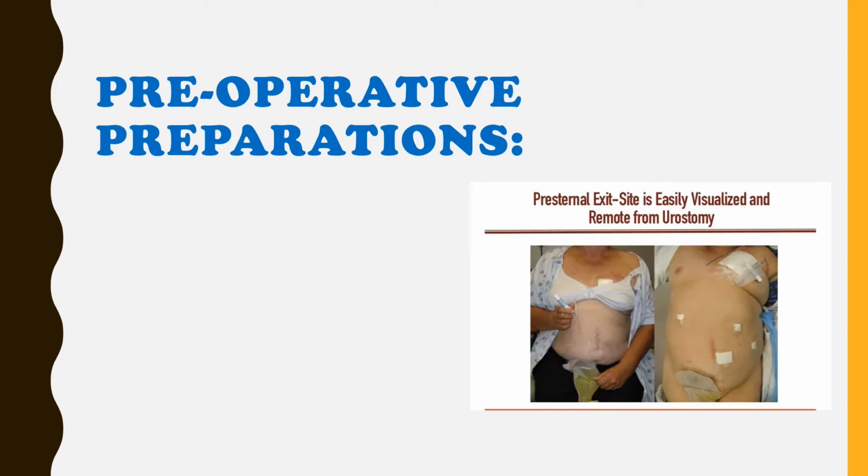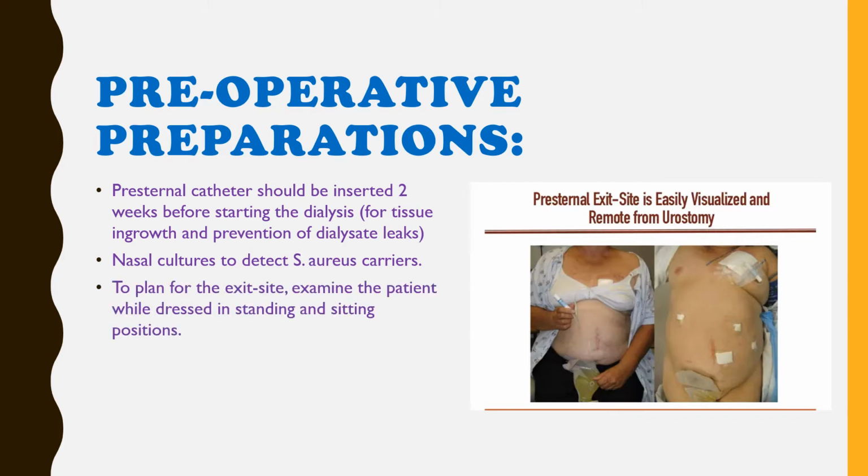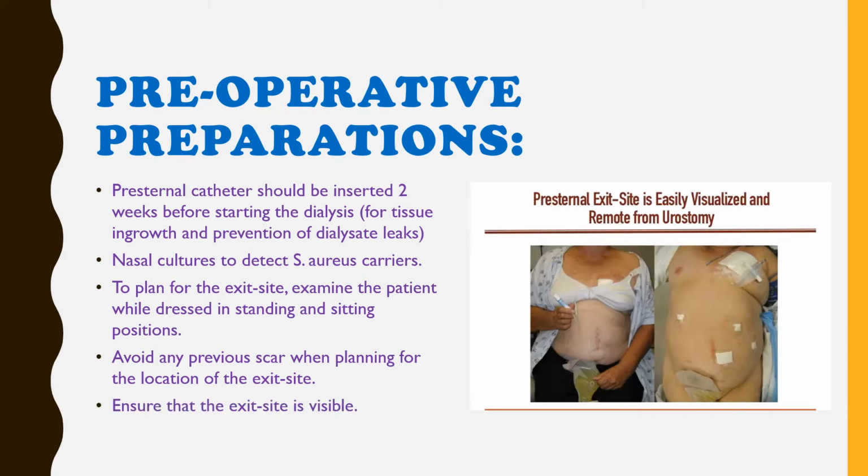What are the preoperative preparations before inserting the pre-sternal catheter? Pre-sternal catheter should be inserted 2 weeks before starting the dialysis for tissue ingrowth and prevention of dialysate leaks. Nasal cultures are done to detect S. aureus carriers. To plan for the exit site, examine the patient while dressed in standing and sitting positions. Avoid any previous scar when planning for the location of the exit site. Ensure that the exit site is visible.